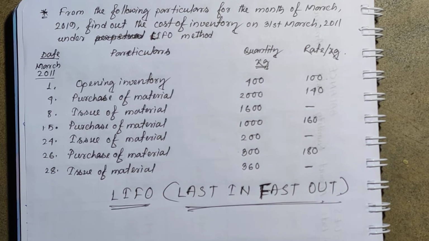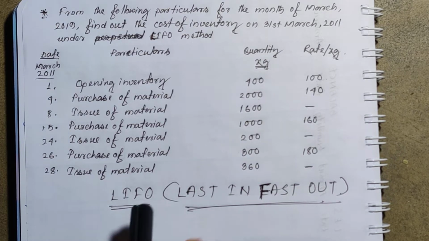So friends, today our topic is LIFO of store ledger account. LIFO means last in first out. For your help, I will solve the same question which I solved in the previous video in the FIFO method. Same question I will solve in a different method, that is LIFO, so that you can see the difference between the two methods.